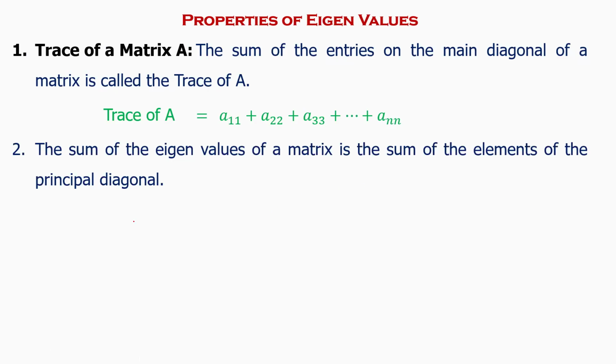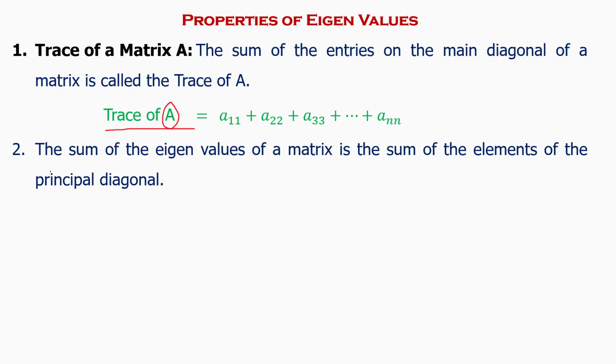Next, the sum of the eigenvalues of a matrix is equal to the sum of the elements of the principal diagonal. So suppose we are given a matrix A which has 3 eigenvalues, then the sum of those eigenvalues will be equal to the trace of that matrix.